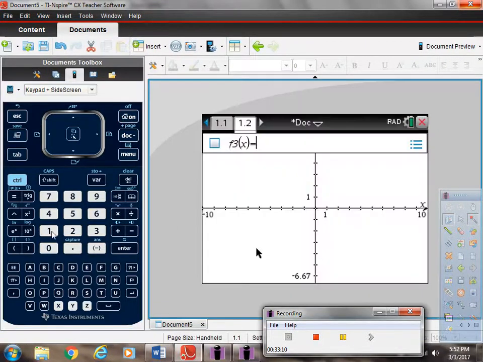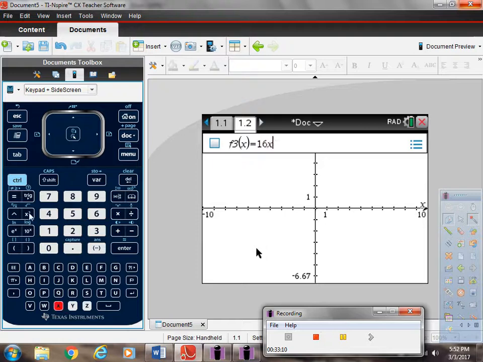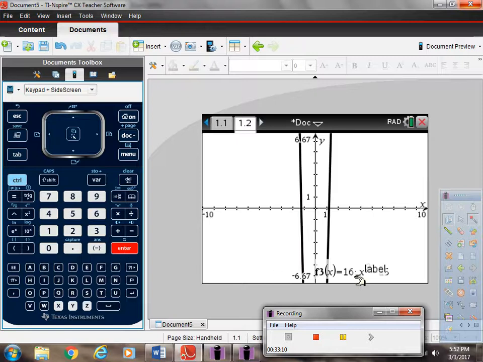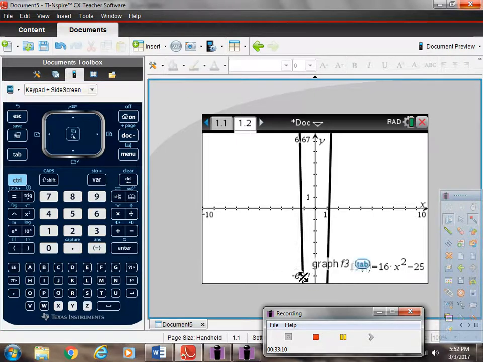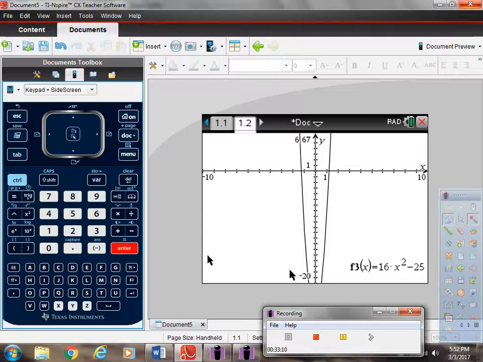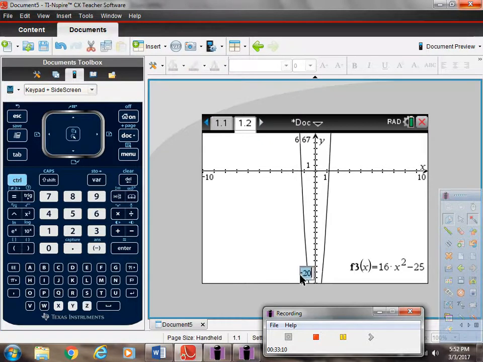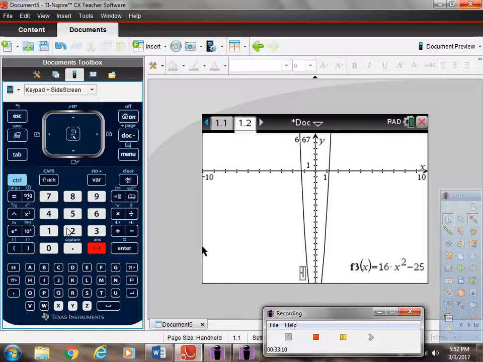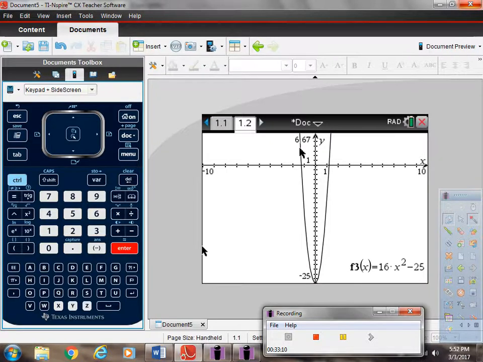So let's do 16x squared, and then take away the 25, enter. Okay, I can't see the bottom of my graph, so let me change these numbers. Just double click in there. Let's go negative, I don't know, 20 maybe, a little bit more. Let's try negative 25. There we go. So you can see it's a quadratic. Now I'm going to graph each answer.